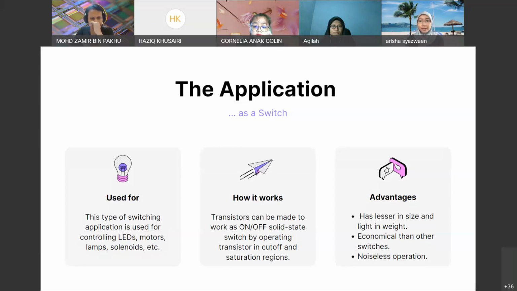In the saturation region, a transistor is biased in such a way that maximum base current is applied, resulting in maximum collector current and minimum collector-emitter voltage. This causes the depletion layer to become small and allows maximum current to flow through the transistor. Therefore, the transistor is in a fully on condition. So we can say that the transistor can be made to work as an on and off solid state switch by operating it in the cut-off and saturation regions. This type of switching application is used for controlling LEDs, motors, lamps, solenoids and others. Next slide, Mira.